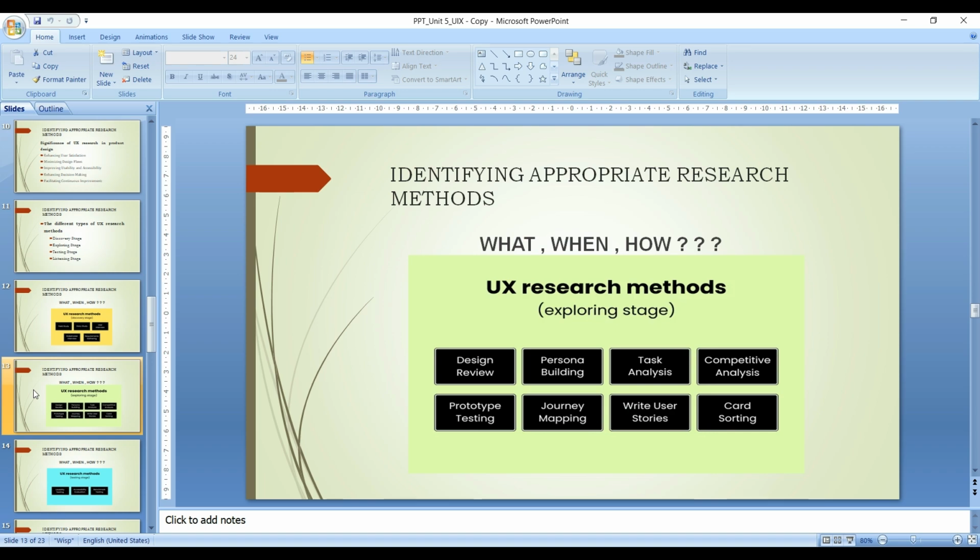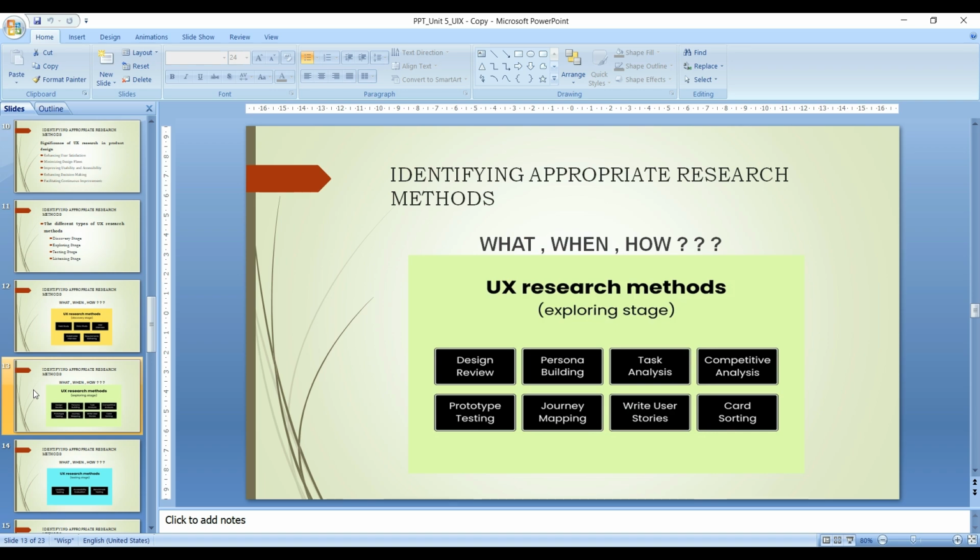Then persona building. Persona building is nothing but what kind of development we are going to give to the product. So persona, in the sense, it should exhibit what it is. If it is a person, it should exhibit who he or she is.